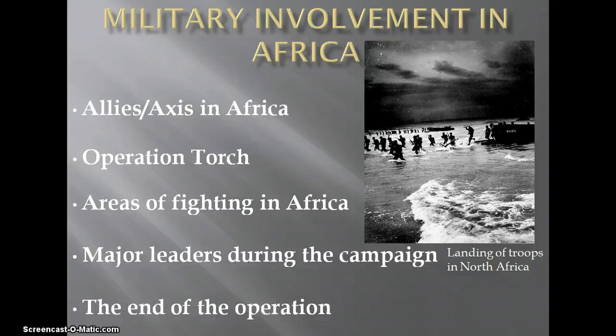Military involvement in Africa. The Allies in Africa were Britain, US, and some French soldiers. The Axis consisted of Germany and Italy. Operation Torch's objectives were to relieve pressure on the Russians, gain French Morocco, Algeria, and Tunisia, to try and enlist colonies to join the war, assist Britain in destroying the Axis, open up the Mediterranean to Allied ships, shorten the Allied route to Europe, and prepare Allies for further operations.